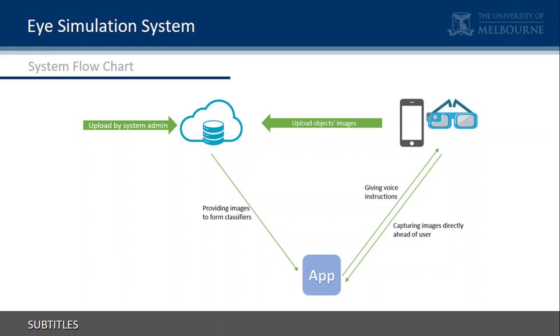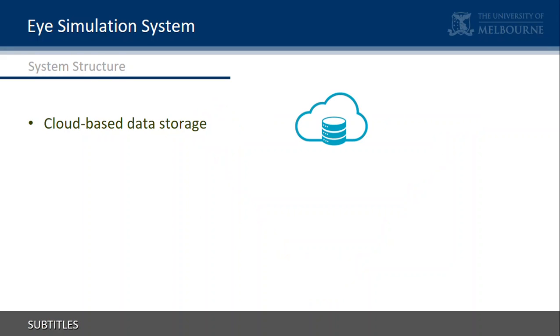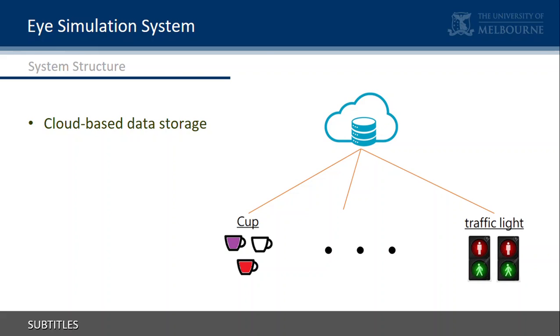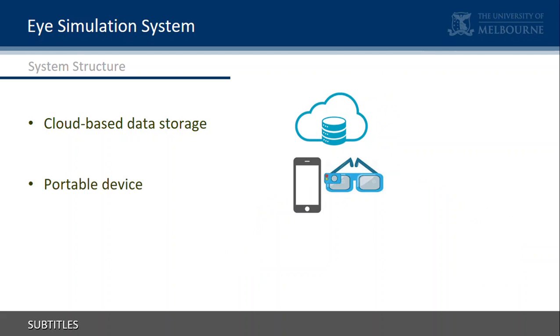Let's come back to the details of the three components. The first one, cloud-based data storage, is used to store pictures. Those pictures are tagged with category names and classified by their name. For instance, there are several images of different types of cup, which will all be assigned to the cup category. In the system, the portable device could be some kind of smart glasses or a smartphone hung in front of the chest.